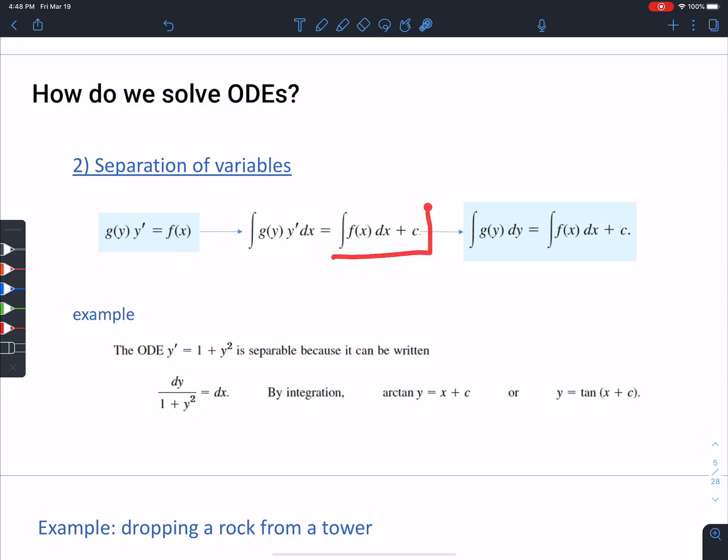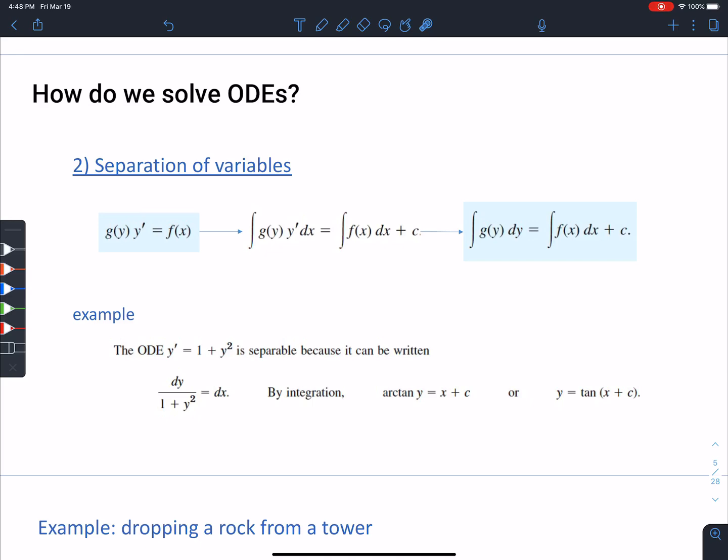And this is just a simple function of x. Sometimes you're able to integrate this way, and you can apply the change of variable technique to rewrite this as a simple integral of y. And here you go. If you can solve these integrals, then you find the solution of this differential equation.